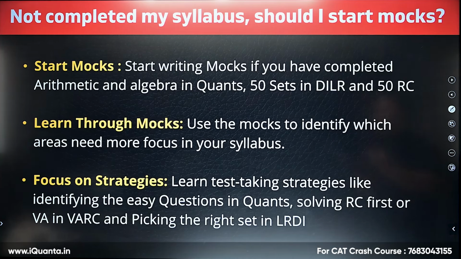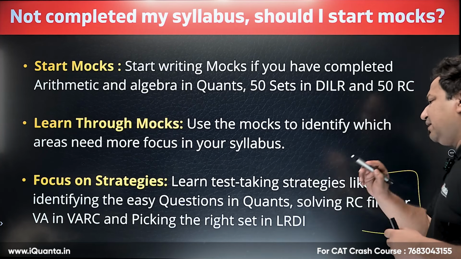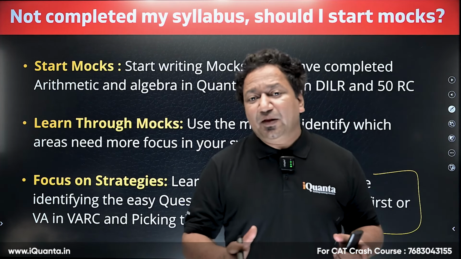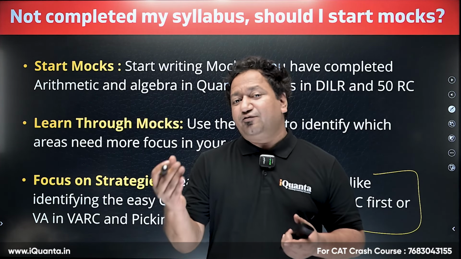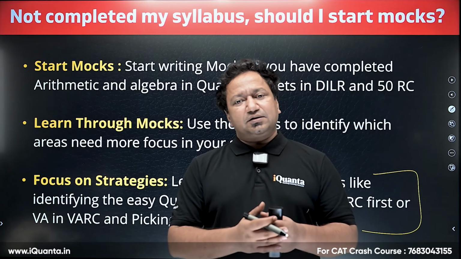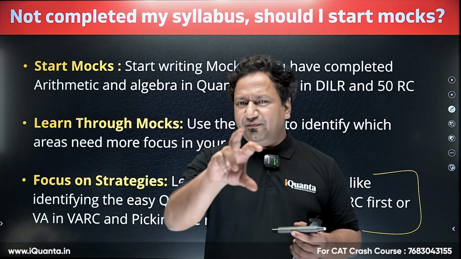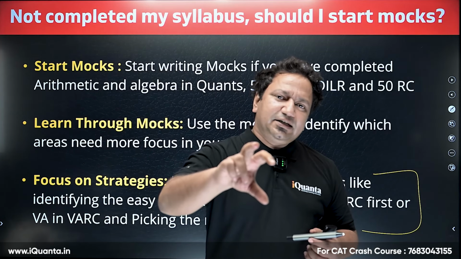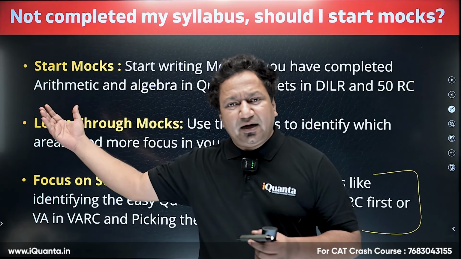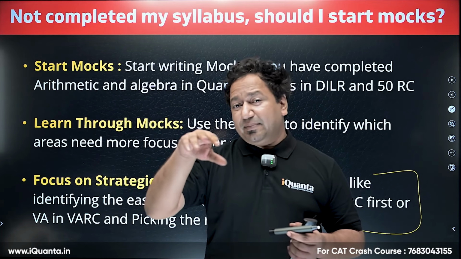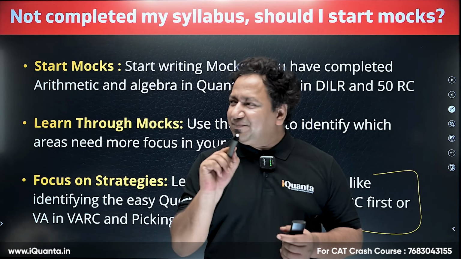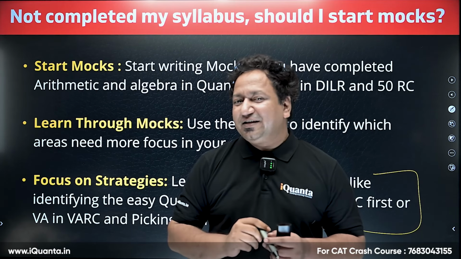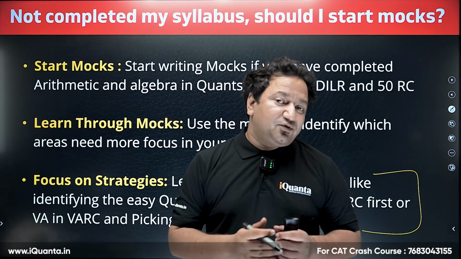Then next is focus on strategies. So learn test-taking strategies like identifying the easy questions in quants, solving RC first or VA and VRC, picking the right side in LRDI. See, one size doesn't fit everyone, okay? One size doesn't fit all, and that is why once you start writing the mocks, you'll realize. Like for me, in VARC, first of all, I solve one RC, then I move on to odd one out, then the second RC, then I move on to some other verbal ability part. It can be para-jumbles, it can be para-summary. Para-summary is my choice actually, because to get an accurate result over there, it's very possible. And then the third RC, that is my approach.